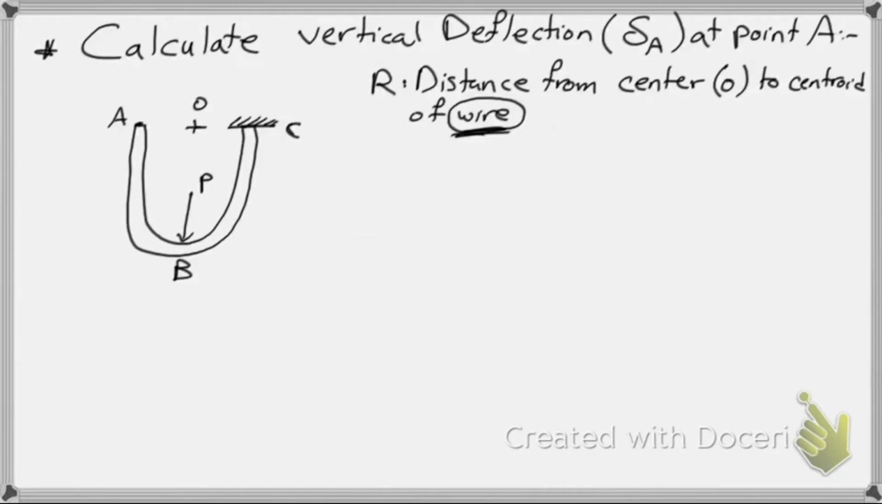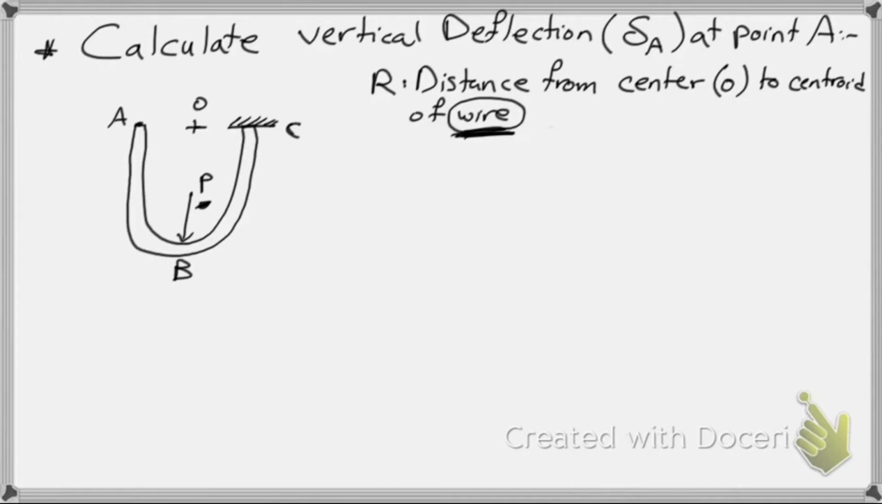So in this problem, we're given basically a wire ABC, and we're asked to find the vertical deflection at point A due to this force P right here.